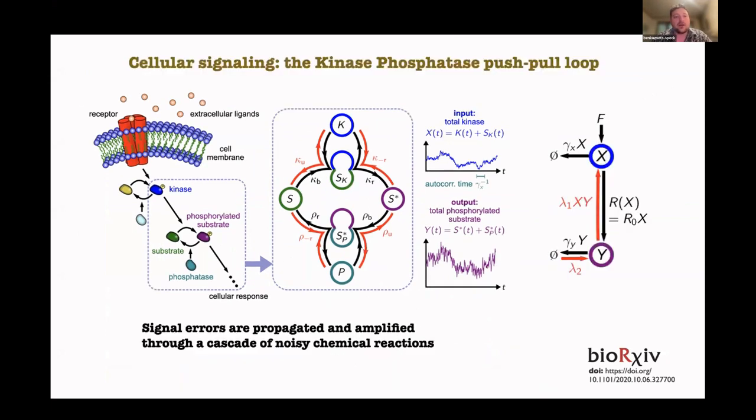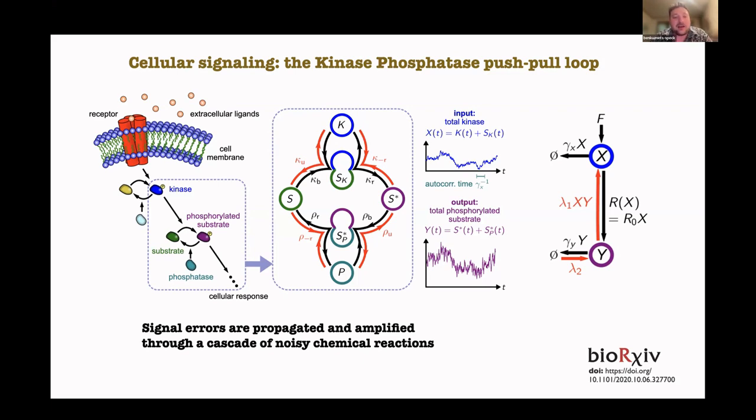Okay, so every second of every day, every cell in your body is required to take up external signals in the form of extracellular ligands and pass those signals through the cell membrane down a cascade of chemical reactions from the cell membrane to the nucleus where cellular decisions can actually be made.